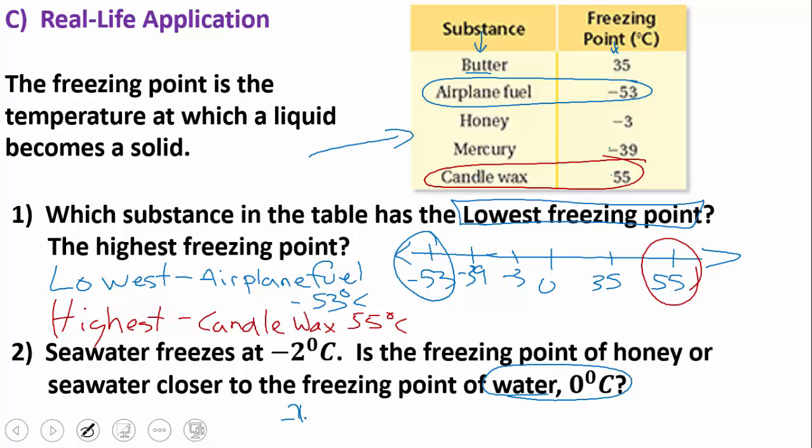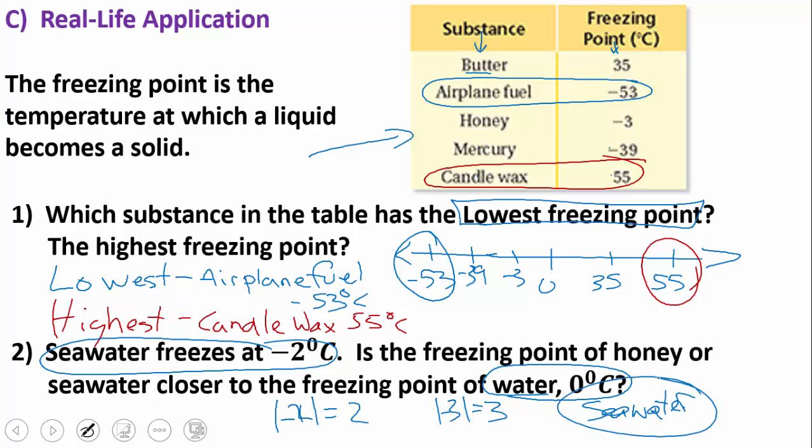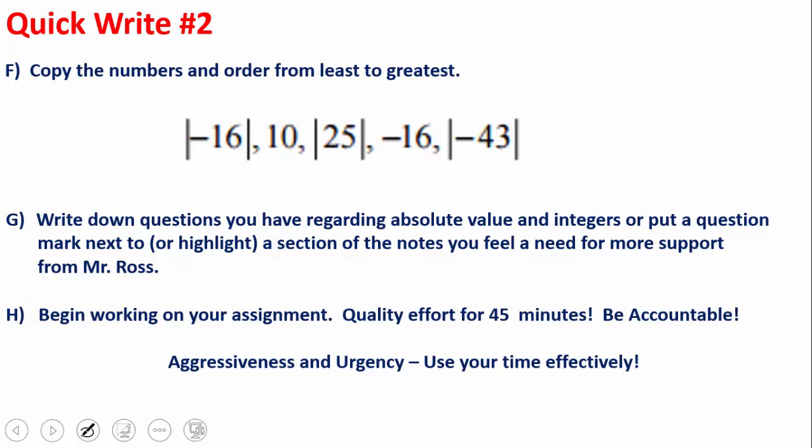The absolute value of negative 2 is 2. The absolute value of honey's negative 3 is 3. Well, 2 is less than 3. 2 is closer to 0. So that means seawater is the answer to the question, which one has a closer freezing temperature to that of water, which is 0. That would be seawater.